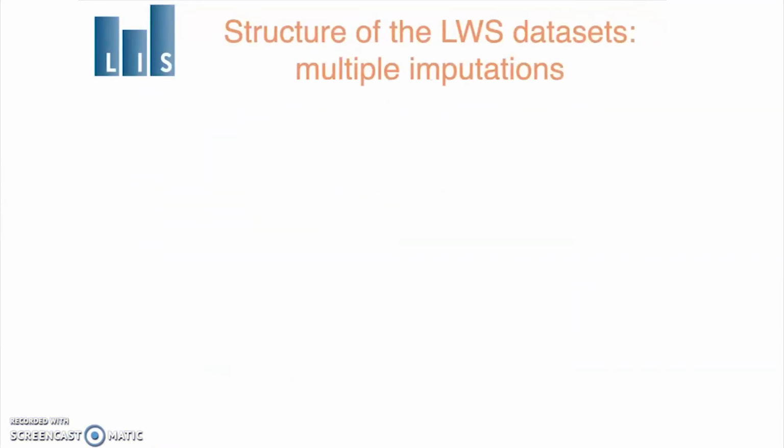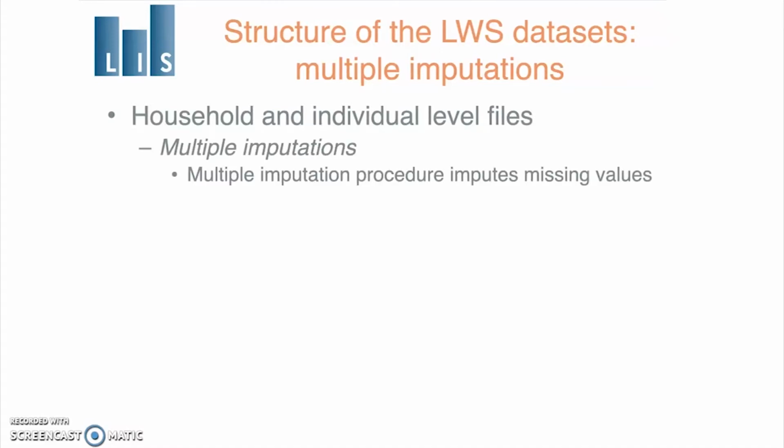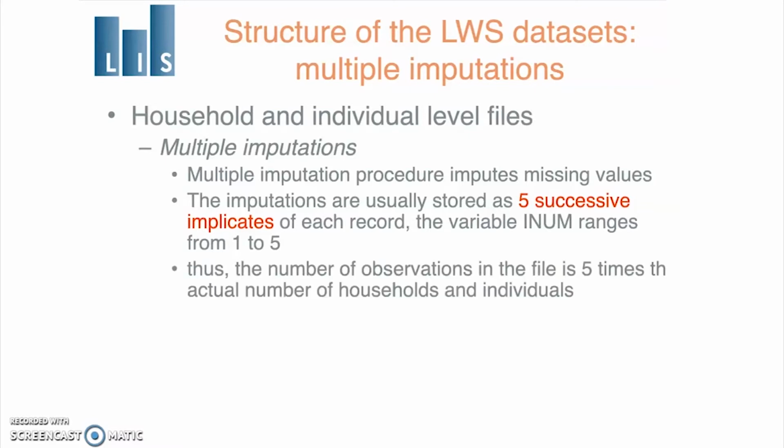The other very useful information when talking about household and individual level files is to know that these datasets might have been imputed due to missing information. Usually, the wealth data is imputed with the procedure called multiple imputations, and this multiple imputation procedure imputes missing values, and the imputations are usually stored as 5 successive implicates of each record. Thus, the number of observations in the file is 5 times the actual number of households and individuals.